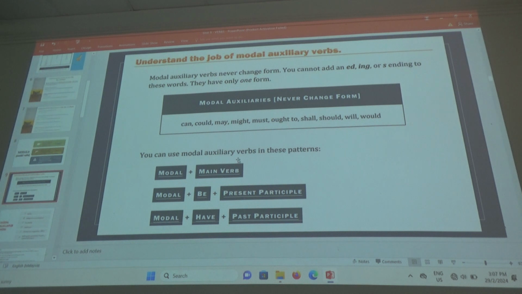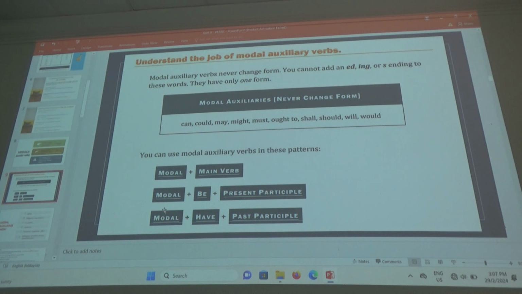You can use modal auxiliary verbs in these patterns. Can go, or can plus be plus past participle. So can be done. Is that okay? Can you understand? Can be done. It can be done. The work can be done.